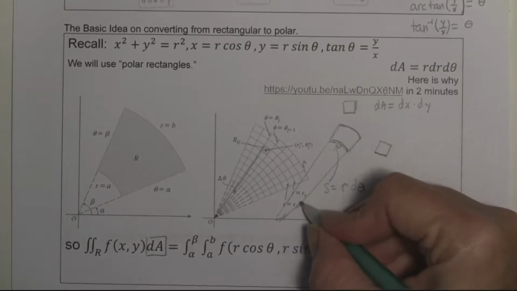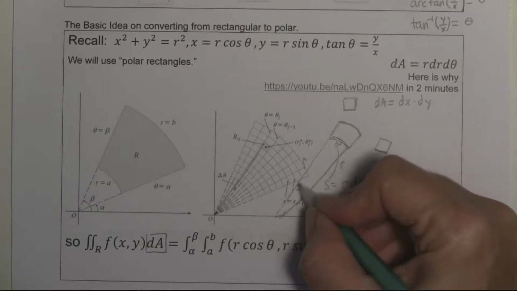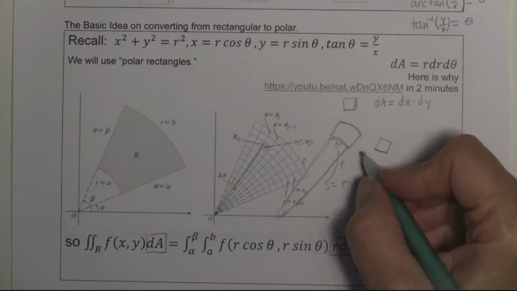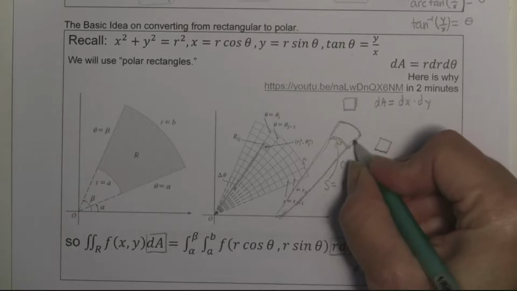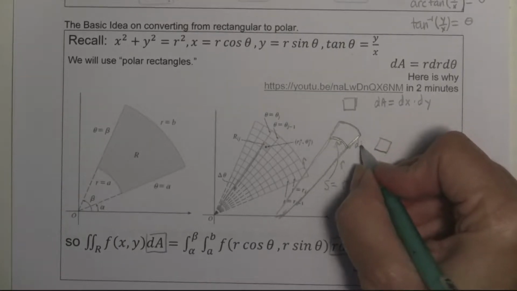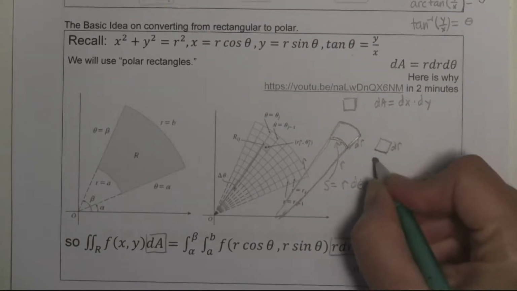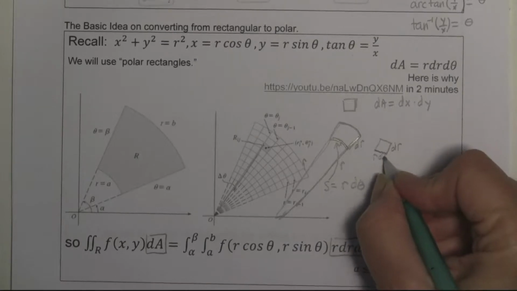And then this was our r, and on this other side as well is our radius. And then this is our little bit of change in r as I made it just a little bit bigger. So this is our dr. And so if I put that on here, that's dr right here, and this is r d theta, right?